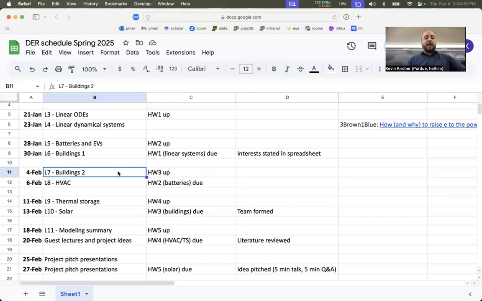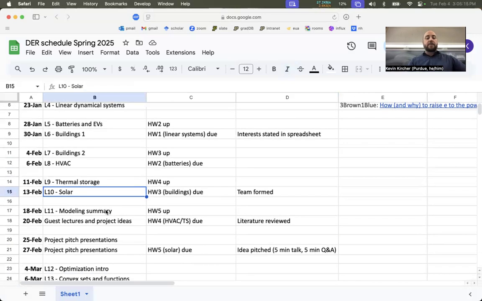So where we're at, depending on how I manage time today, we'll probably wrap up the buildings section. Then we'll get into heating, ventilation, and air conditioning equipment, just one lecture on that. We'll talk about thermal energy storage and water heating. And then we'll do a lecture on solar, focusing on solar photovoltaics, but we'll get into some other aspects of solar energy as well. And then we will do a summary, a roundup of this first unit.